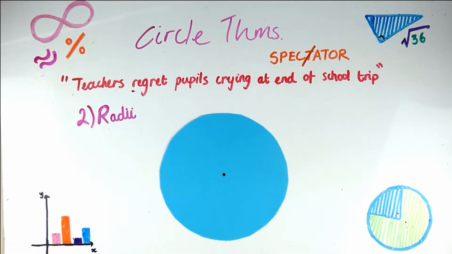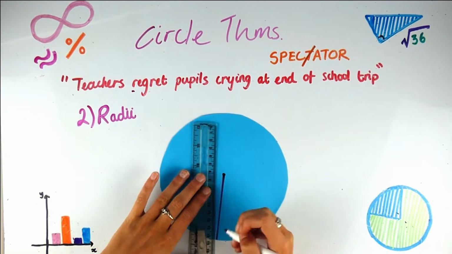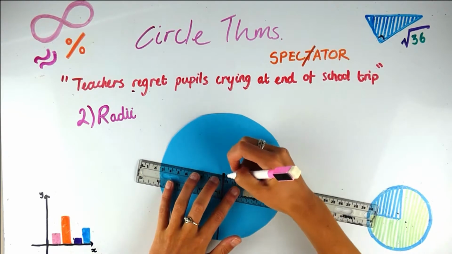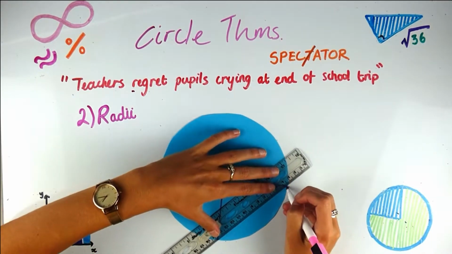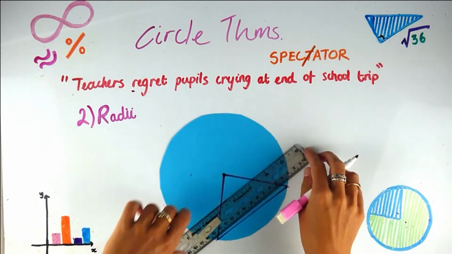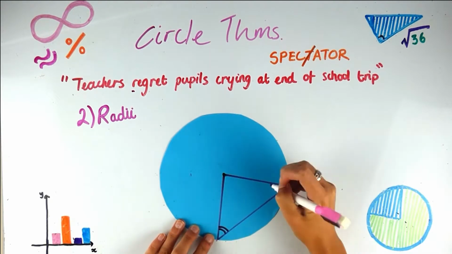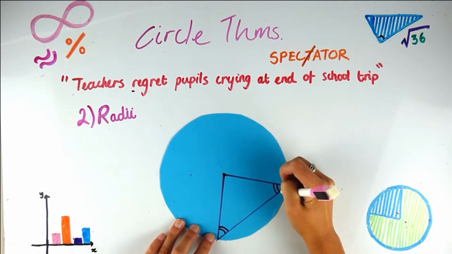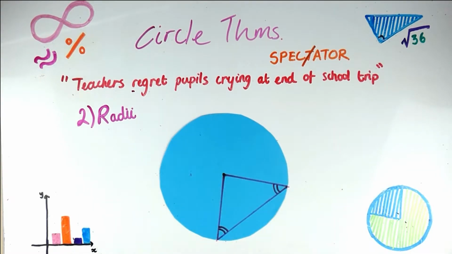So I'm just going to draw any two radii. That's one. That's two. So if I just connect those together, any two radii form an isosceles triangle. An isosceles triangle means that these two angles here are the same. We also know that all the angles in a triangle add up to 180.